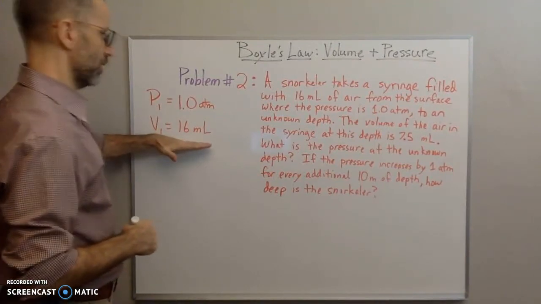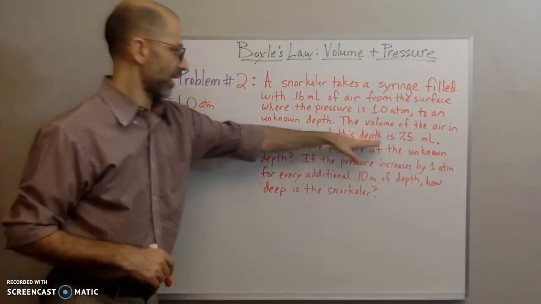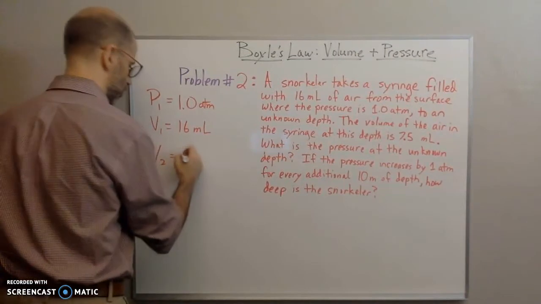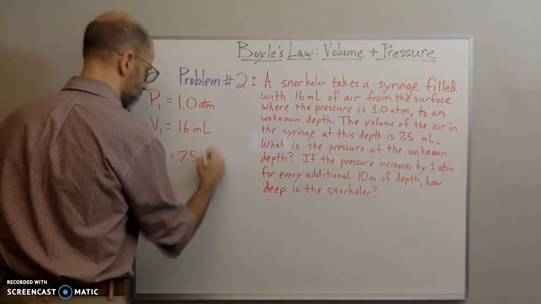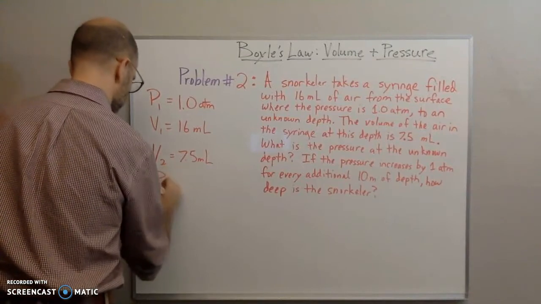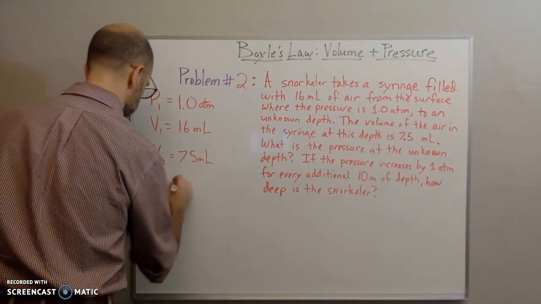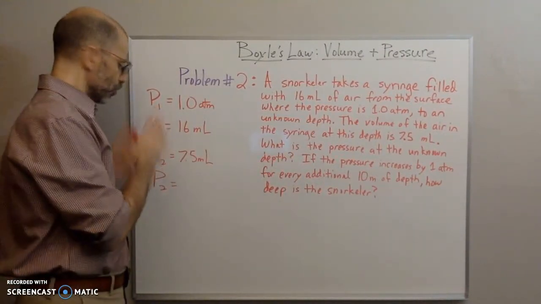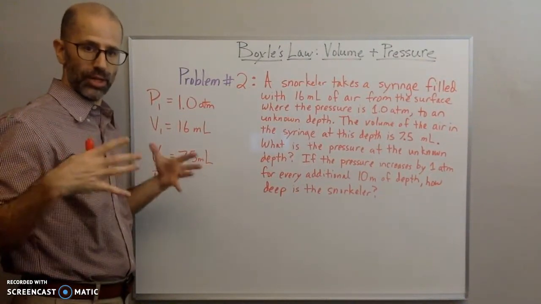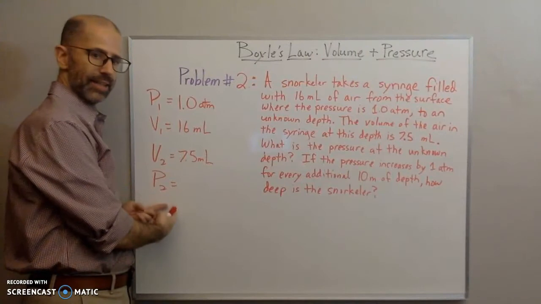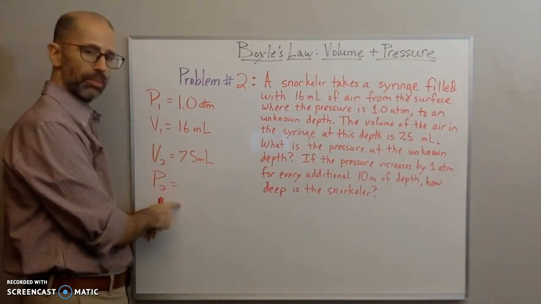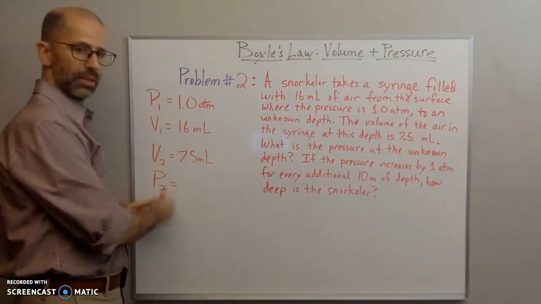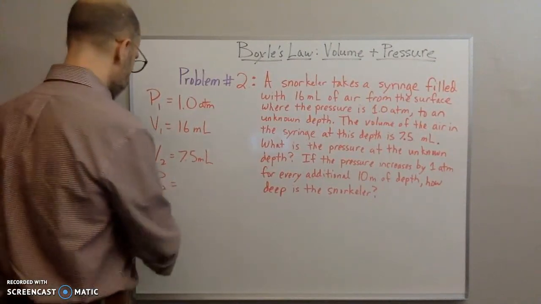So that's the beginning. You go down to this unknown depth, and now the volume has changed. So V2 is now equal to 7.5 milliliters. And so they want to know, what is P2? What are they saying? What is the pressure at the unknown depth? So they're talking about the pressure due to the water that you are in. But the pressure of the gas should be equal to that pressure. So if we find the pressure of the gas in the syringe at that level, then that is going to be the same as the pressure on the outside. So we need to find P2.